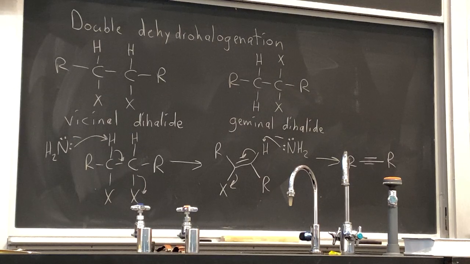So the reason why we need this extra strong base in this case is that in the vinyl halide, the carbon-hydrogen and the carbon-halogen bonds are shorter and stronger than they are in the alkyl halide that we start with. So we're breaking shorter, stronger bonds in this step, and so we need a stronger base in order for that to be possible.